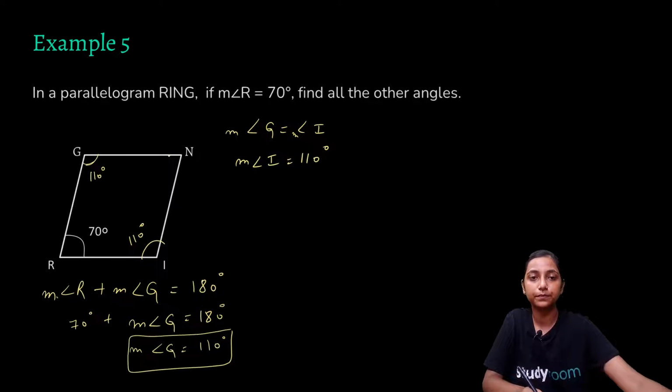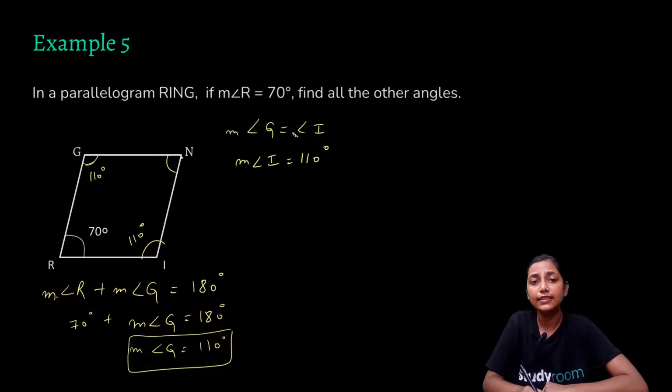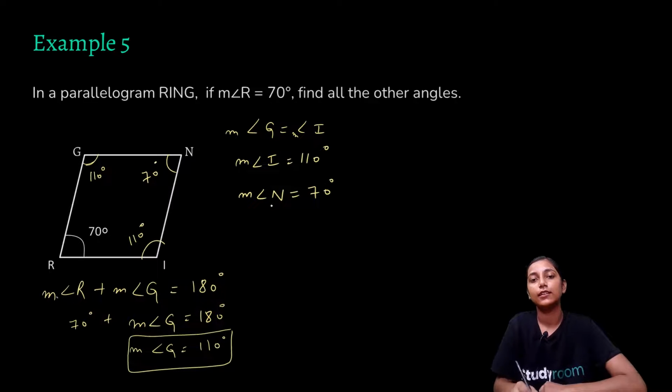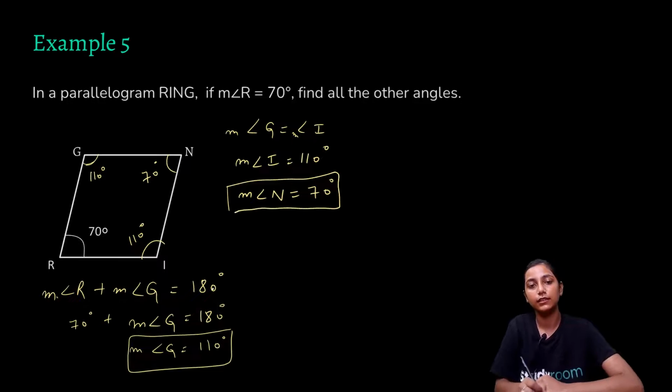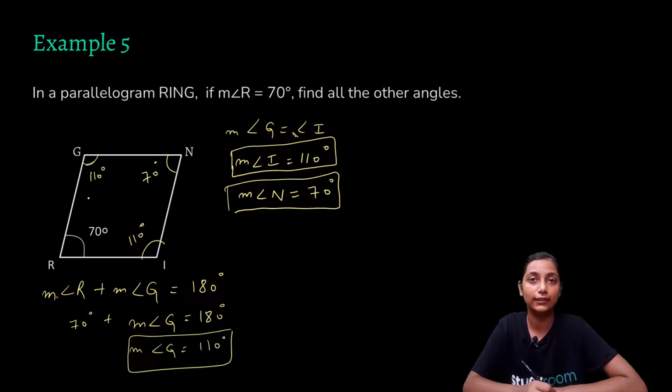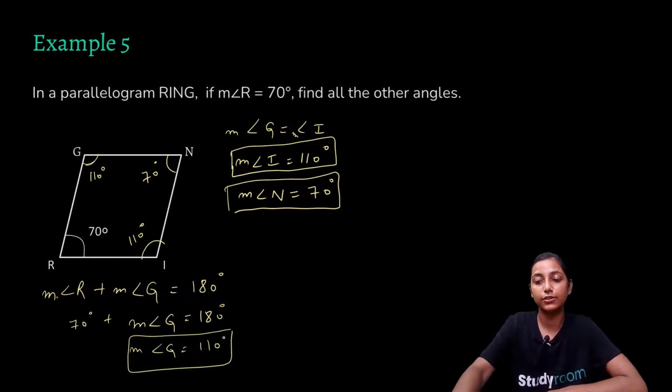Now you can see that this angle is opposite to this angle. Again we can use the property that the measure of the opposite angles of a parallelogram are equal. They are of equal measure. Therefore the measure of angle N is going to be equal to the measure of angle R, that is 70 degrees. So this is 70, this is 110, and this is also 110, and we have found all the other three angles of this parallelogram.